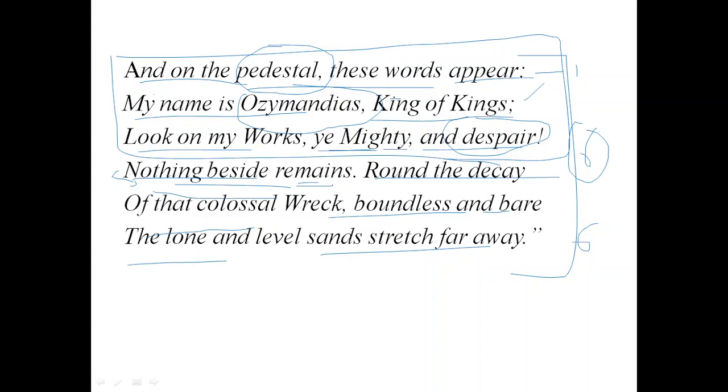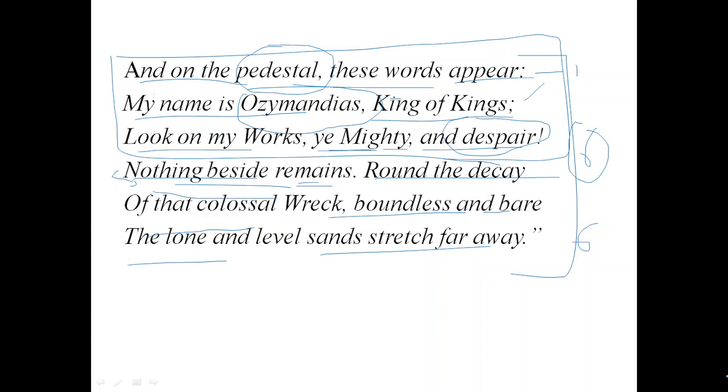Okay, so this is the entire poem, which is divided into two stanzas. As I told you, first stanza is that of 8 lines, in which we are told something. In the next 6 lines, that is called a sestet. We will talk about it when we discuss the summary, right? So this is the pedestal. Here is the pedestal on which these lines appear. My name is Ozymandias, King of Kings. Look at my works, ye mighty and despair.